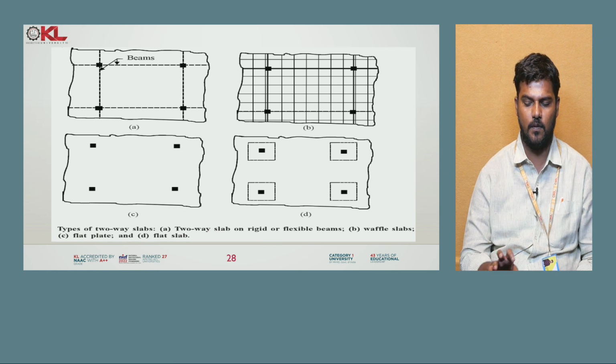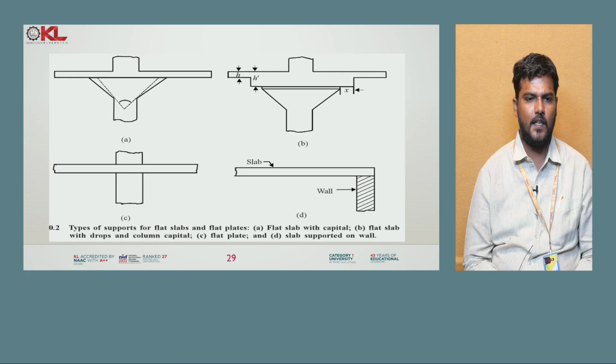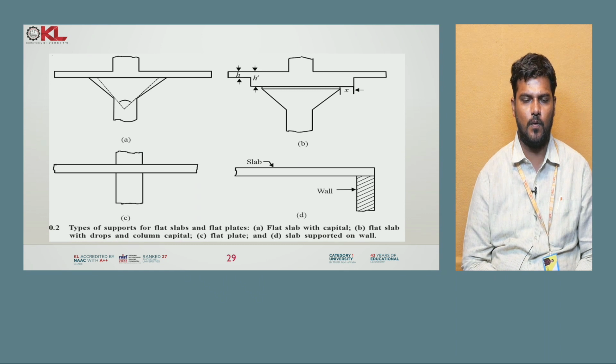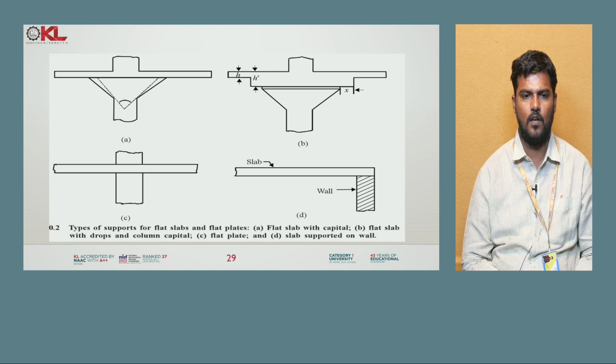So these are the different types, and you can see here the different types of support for flat slabs and flat plates. The first figure is a flat slab with capital at the center portion. The second one is a flat slab with drops and column capital. You can see here it has both the drop as well as the column capital. And the next one is the flat plate, which is directly connected to the column.